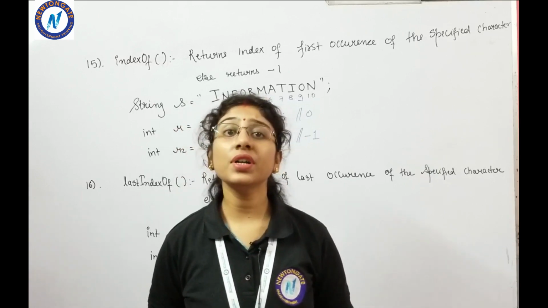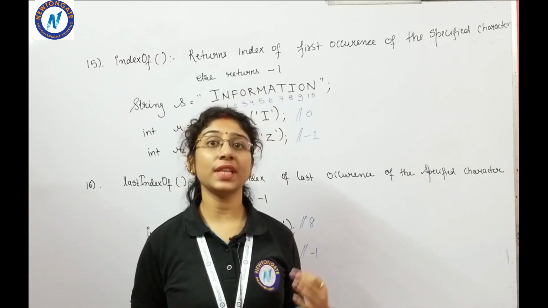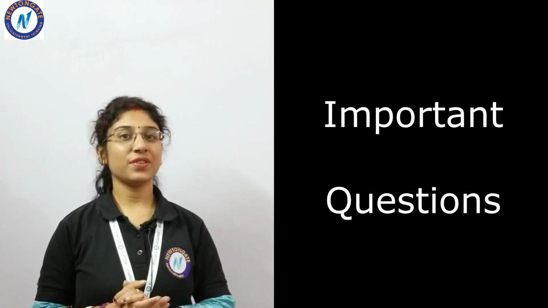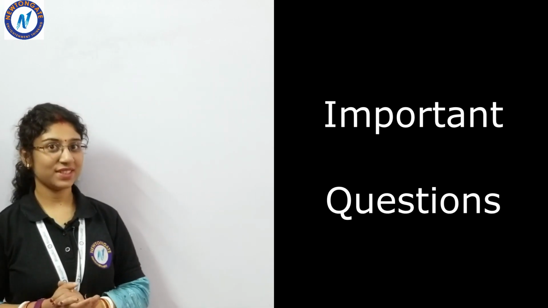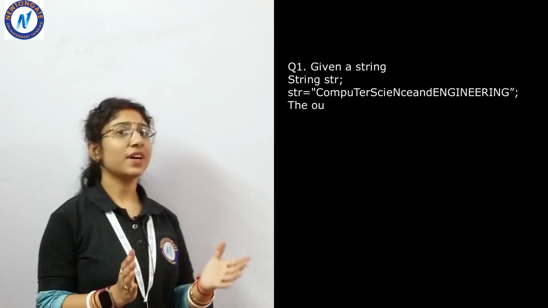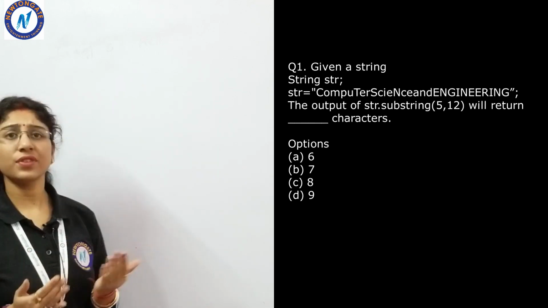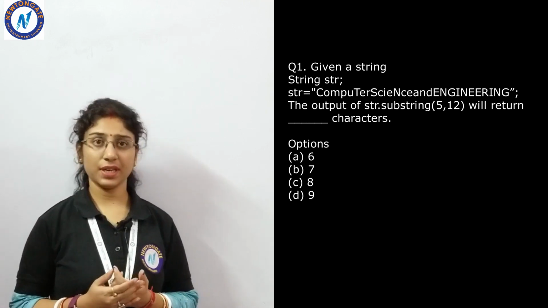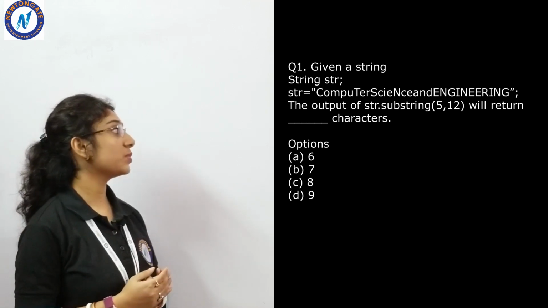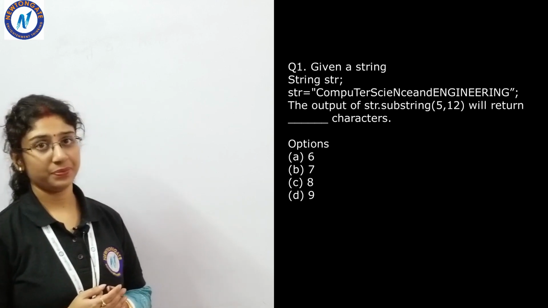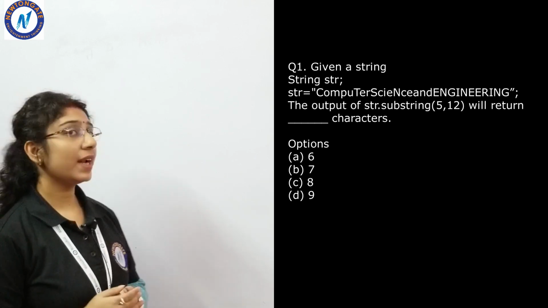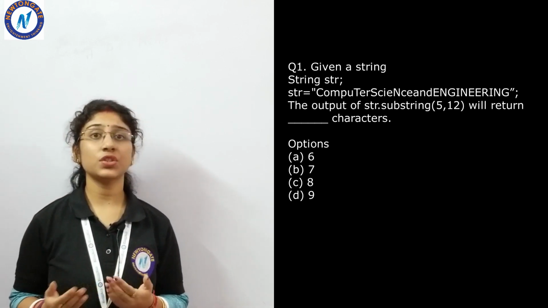Now I am going to discuss some important questions based on the chapter. Now let's discuss some important questions based on the chapter which we have discussed just now. So here we go with the first question. Here I have taken a string type of variable, string str. In that I have stored the string "computer science and engineering". Now here I am finding a substring, 5, 12 I have given.